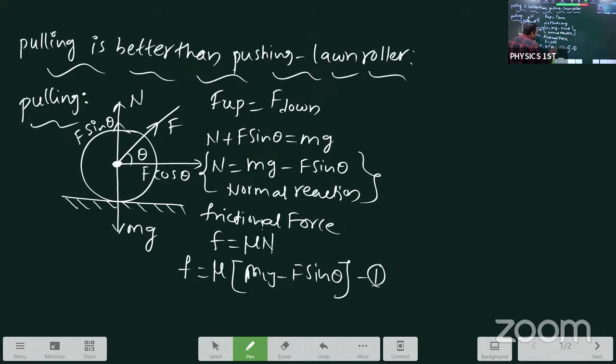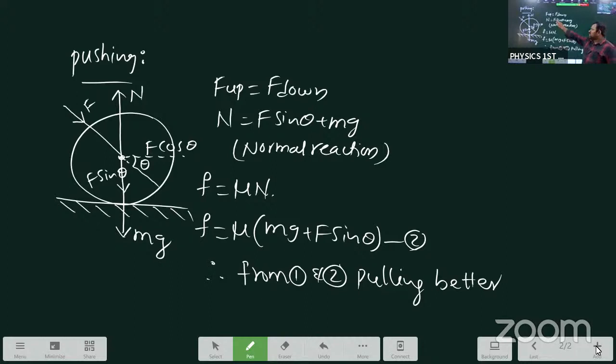What is the N concept, student? From the previous step, N equals mg minus F sin theta, so friction is mu into (mg minus F sin theta). This is equation number 1 in the case of pulling. Now in the case of pushing.